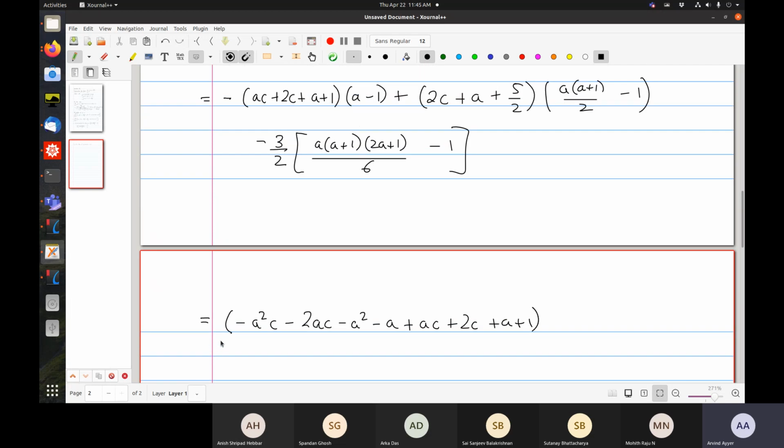And then I have plus, okay, now it's going to get a bit messy because there's factors of half all over the place. So the first term is when this multiplies with this, so the 2 cancels out, so I get A squared C plus AC, and then a minus 2C, so that takes care of this term. And now when I expand this, I get an A cubed by 2 plus A squared by 2, right, this term minus A.